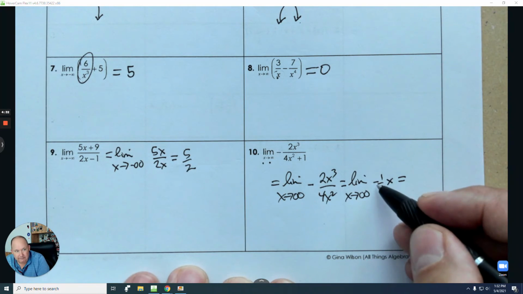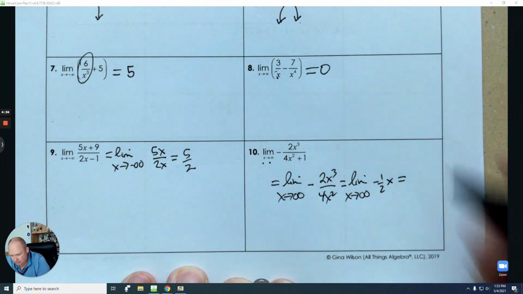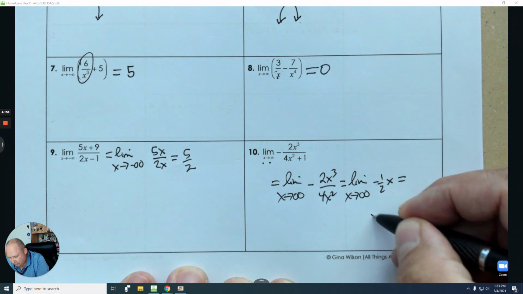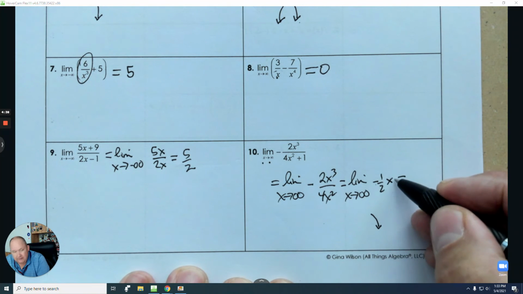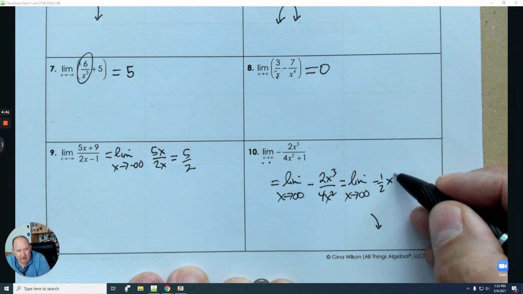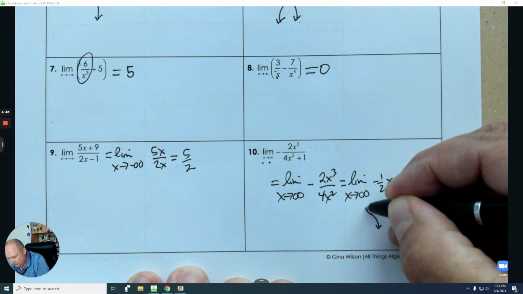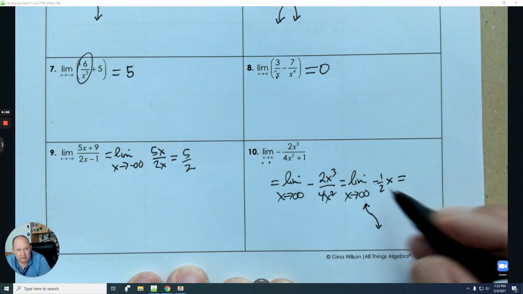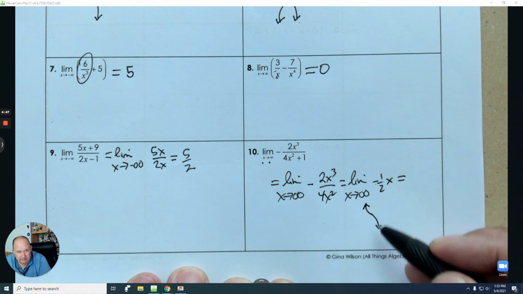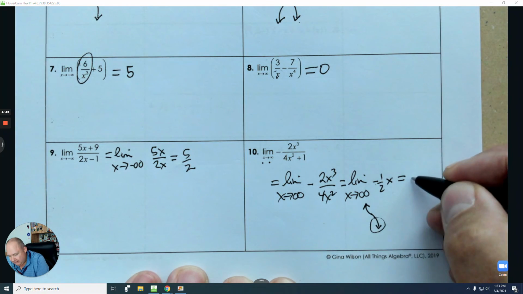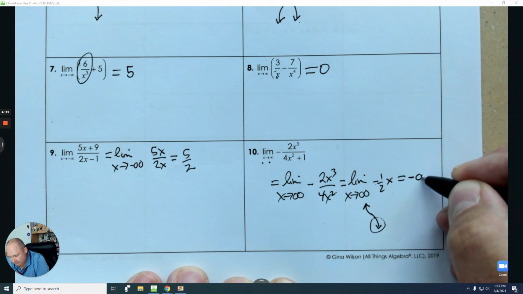And now what's the end behavior? Just like I did at the beginning of the homework. So it's negative, so the right end goes down. It's an odd exponent, so the left end goes in the opposite direction. And it's asking for the right end behavior. So that's right here. So the answer is negative infinity.